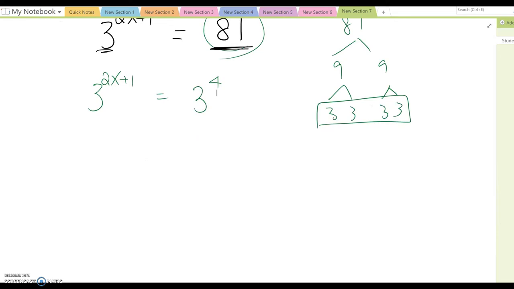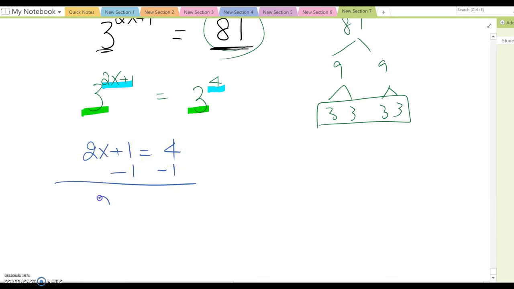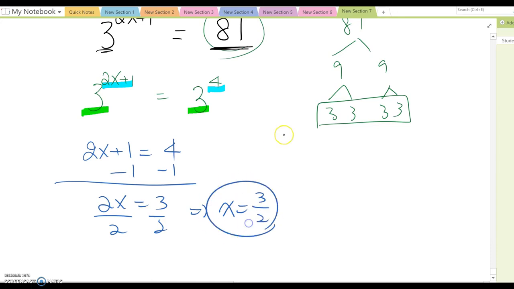Okay. So now we check that the bases are equal to each other, which means the exponents must be equal to each other as well. So you can set up 2x plus 1 equal to 4, and minus 1, then 2x equal to 3, divided by 2. So x equal to 3 over 2. That will be the answer for this question.